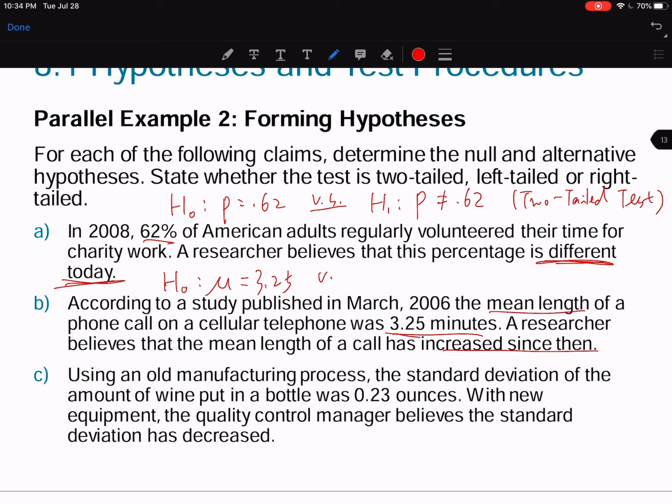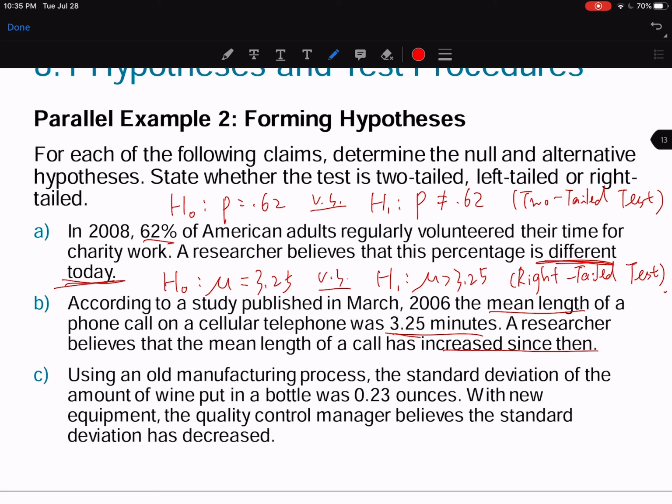And versus, what is the alternative hypothesis? The problem says the researcher believes that the mean length of a call has increased since then. So if it has increased, that would be mu is greater than 3.25. So this is a right-tailed test.